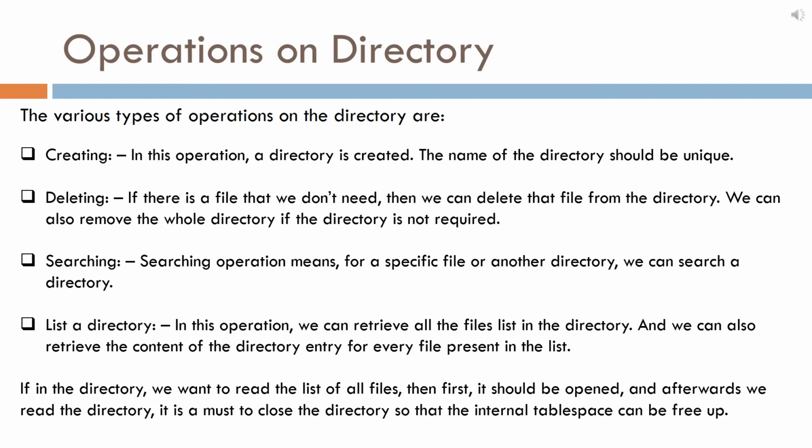Now, what are the operations done on this directory? The various types of operations on the directory are creating, deleting, searching, listing a directory, renaming, link, unlink. Now what is creating? In this operation, a directory is created. The name of the directory should be unique here.